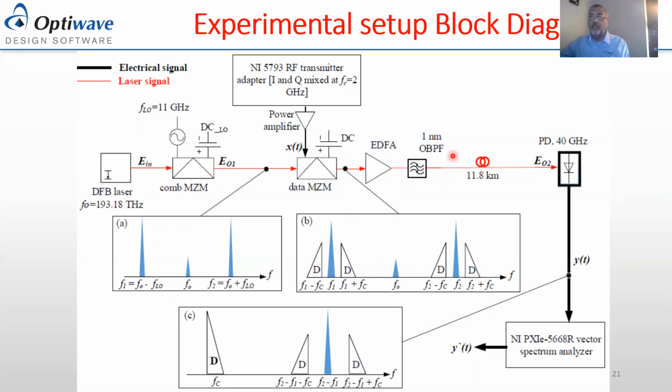There is a 1 nanometer filter, as mentioned, to get rid of the ASE in the signal as much as possible, and then it is detected at 40 gigahertz. As you can see, there are different components, one at 2 gigahertz, one at 20 gigahertz, and one at 24 gigahertz. So the 24 gigahertz would be basically transmitted through the antenna.